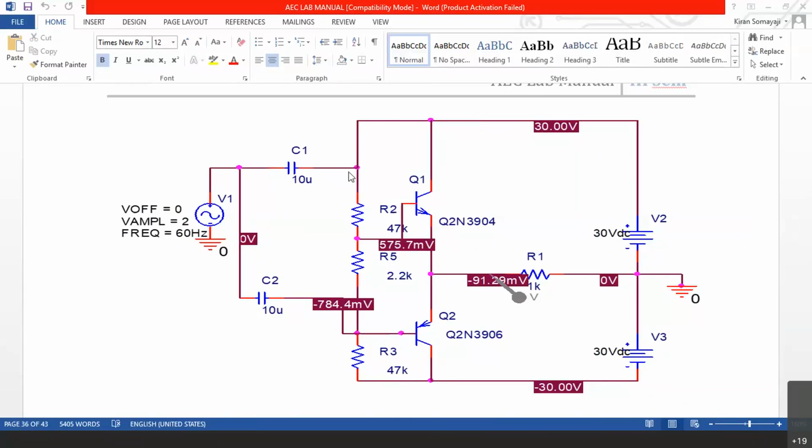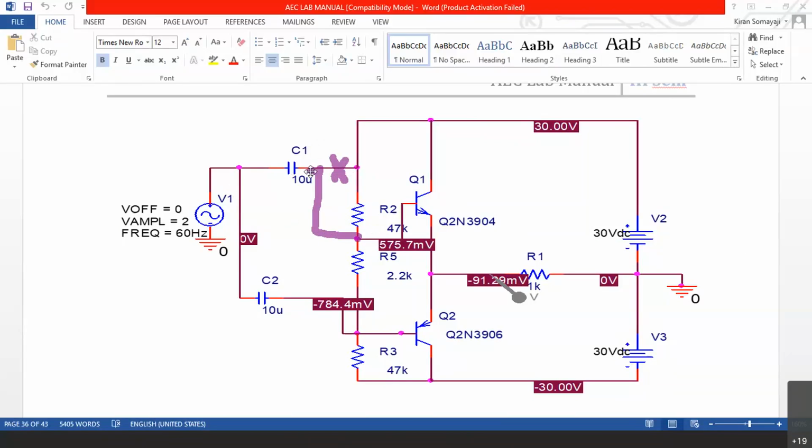There is a mistake in this circuit diagram. C1's end should be connected here. This should be connected here, and this is wrong. Anyway, there is a mistake in the circuit diagram. When you simulate the circuit, take care in this manner. C1 is connected directly to the base. C1 obviously cannot be connected to the supply voltage, right? So it is connected to the base.